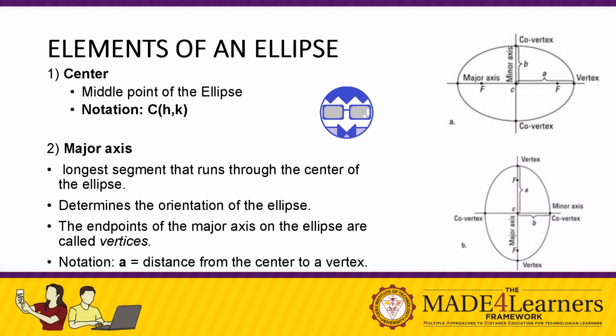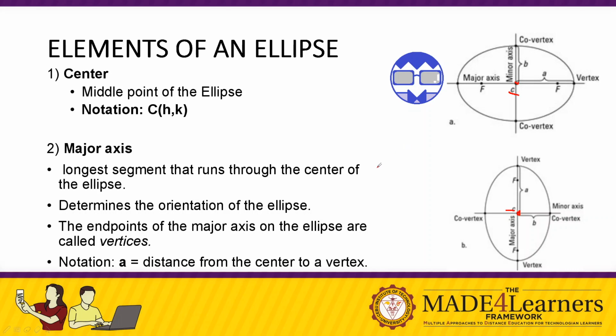The first element of an ellipse, we have the center. The center is the middle point of the ellipse, similar to the circle. It's just (h, k). So in this graph, we can find the center of the ellipse here. Okay, here it's C. So at the bottom image, we have it here. So again, it's (h, k).